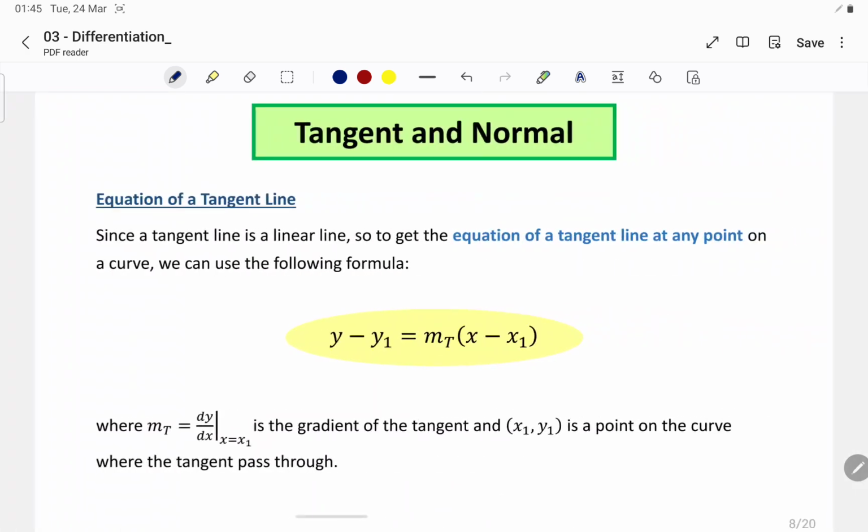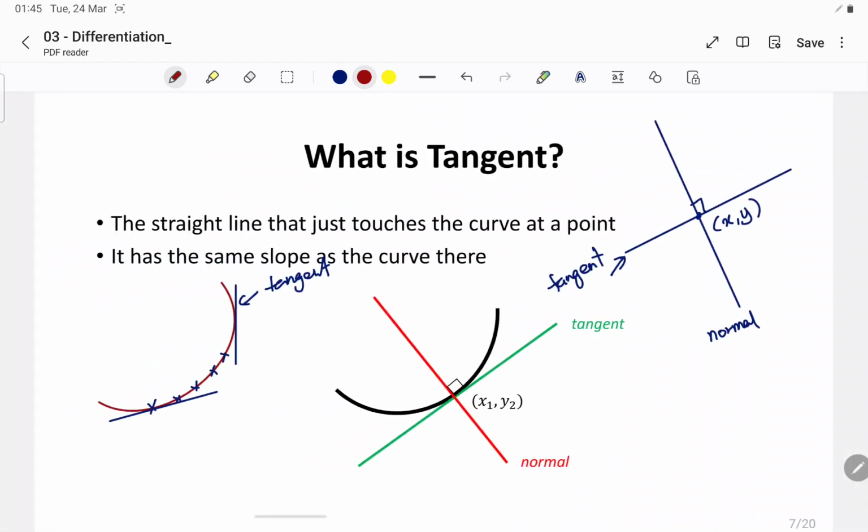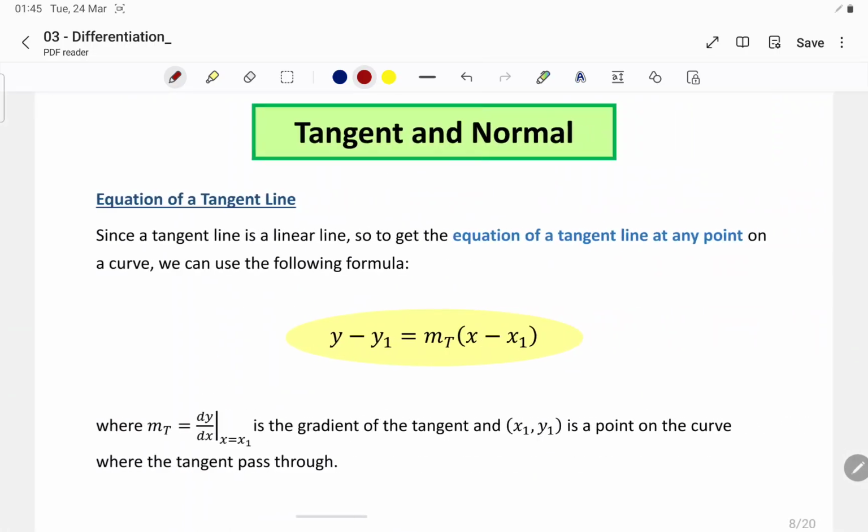Now we will learn how to find the equation of a tangent line, and we also have to go through the equation of a normal line. So first of all, for the equation of a tangent line, if you check, the tangent line is a straight line, right? Since the tangent is a straight line, basically it is a linear line, just like how we have y equal to mx plus c. So in order for us to get the equation of the tangent line, a straight line that we had before, when we learned about linear equations and wanted to find the equation of the straight line, we use y equal to mx plus c, right?